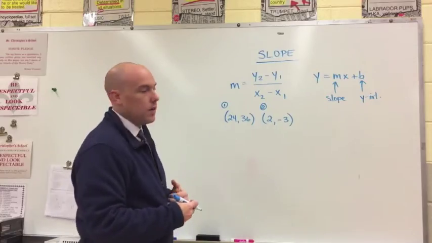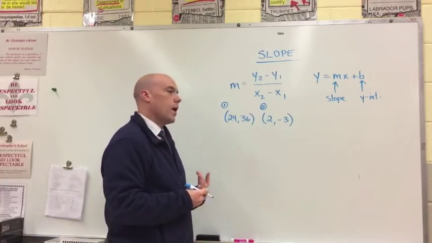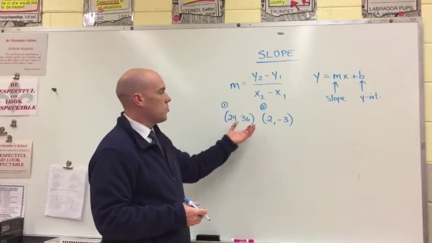Second step says write x sub 1 and x sub 2 and y sub 1 and y sub 2 over each one of these numbers.